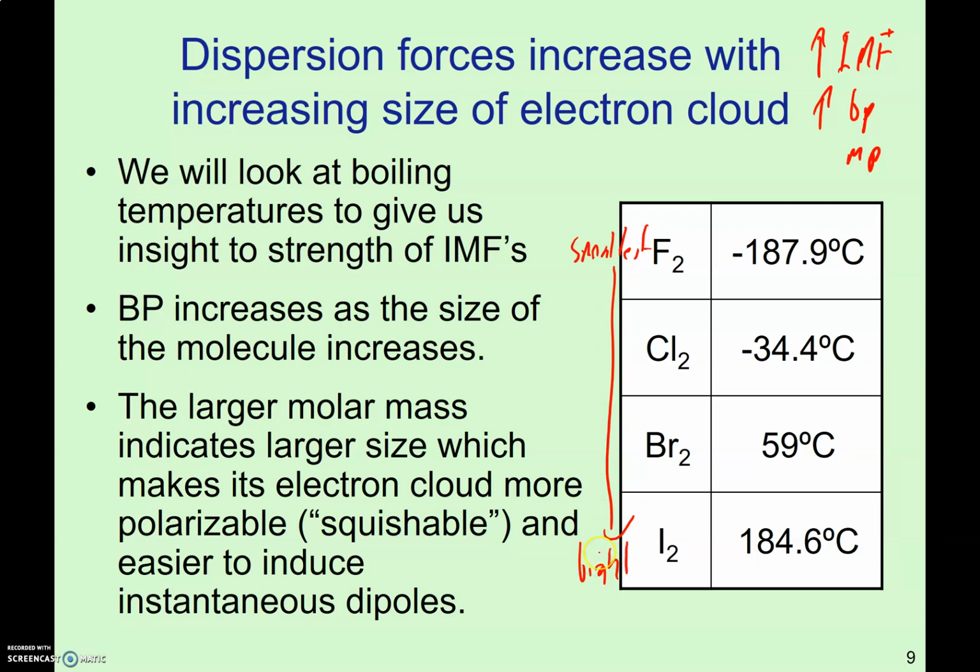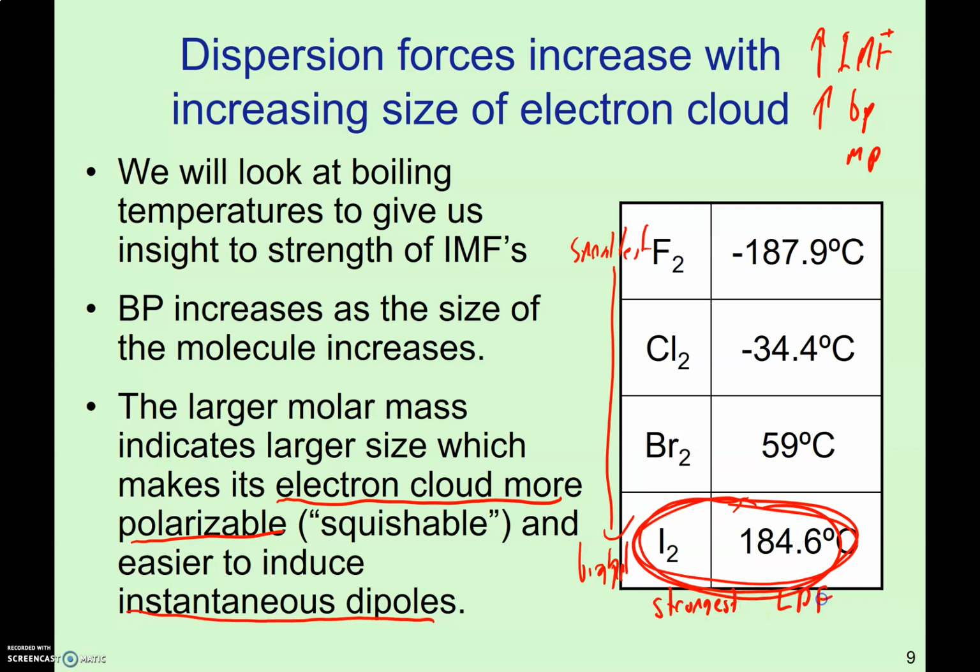Okay? So the question is, why does the biggest one, this one, have the highest boiling points? So this one, I2, has the highest boiling point because it's the biggest molecule, which makes an electron cloud more polarizable, and it's easier to get temporary dipoles. So this molecule here, because it's the biggest nonpolar molecule, has the strongest London dispersion forces.